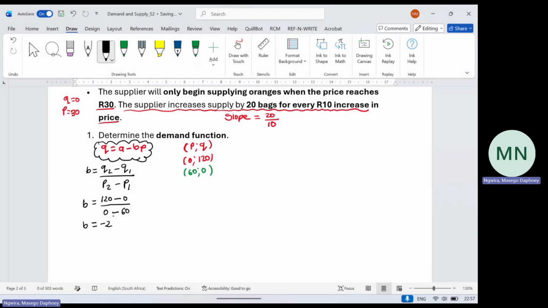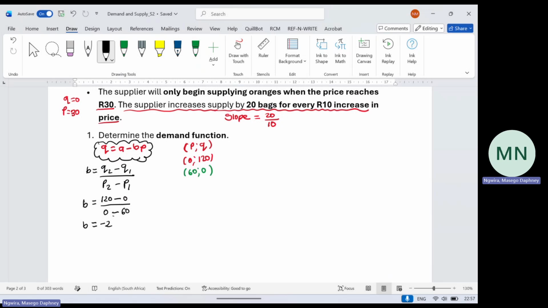But because our function already has a negative, you are not going to write this B as a negative, because if you substitute this -2 into this formula or into this function, you're going to get a positive.